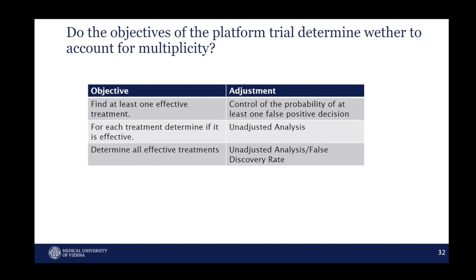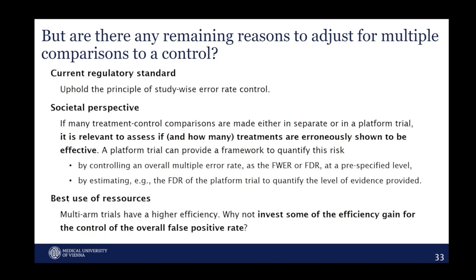If the objective is to find out for each treatment if it's effective, then an unadjusted analysis might be justifiable. If we're interested in determining all effective treatments, then either do an unadjusted analysis, or you might even use something that is not commonly used in clinical trials. You might aim at controlling the false discovery rate. I have a few slides on the false discovery rate later on.